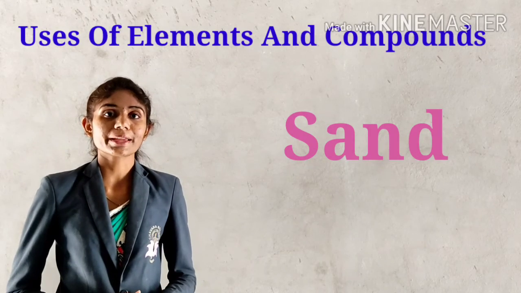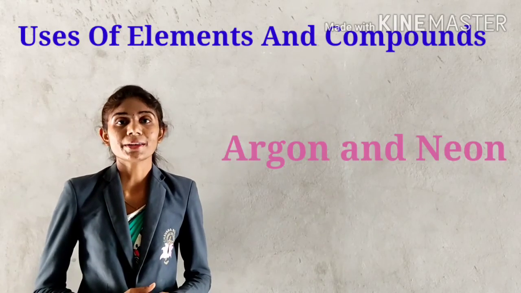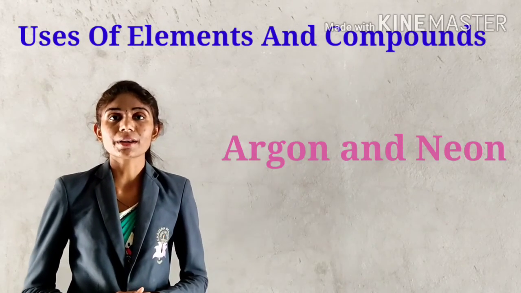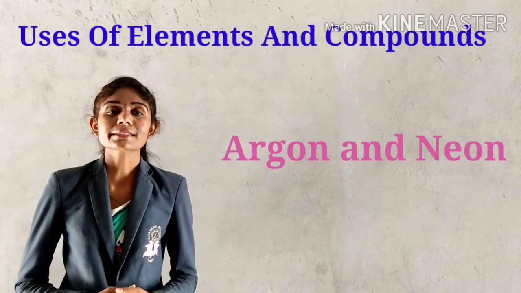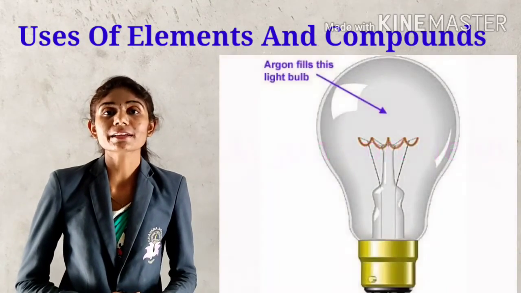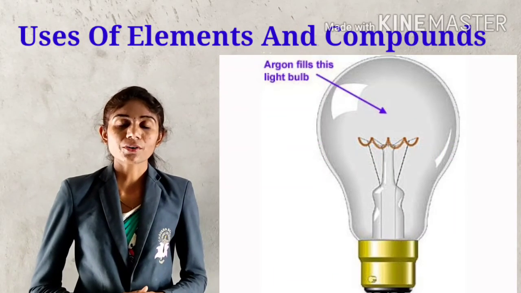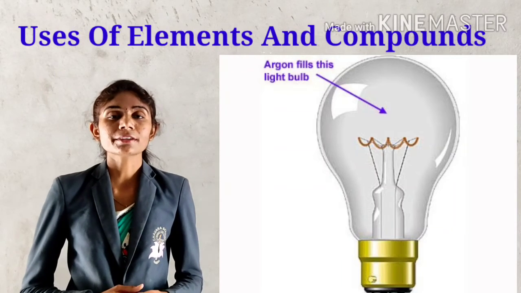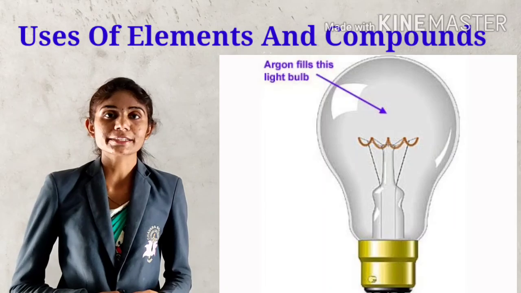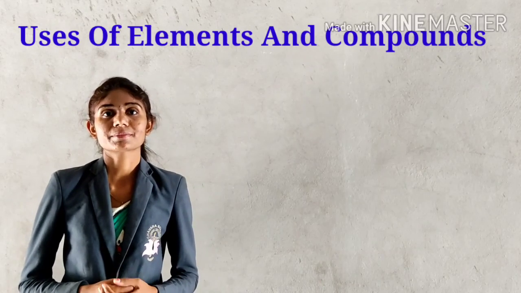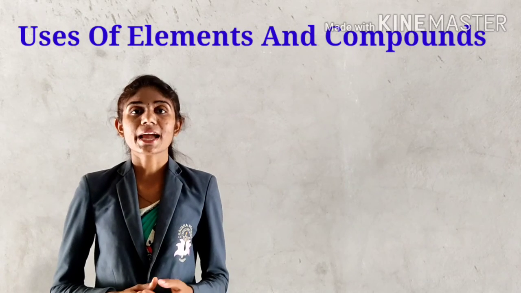Sand is a compound which is used to make glass. Next, argon and neon. Argon and neon are inert gases and they are used in electrical bulbs. They are filled in an electrical bulb due to their inert nature, and they do not react with the tungsten filament present inside the bulb, avoiding the destruction of that bulb. In such a way we discussed the various elements and their uses.